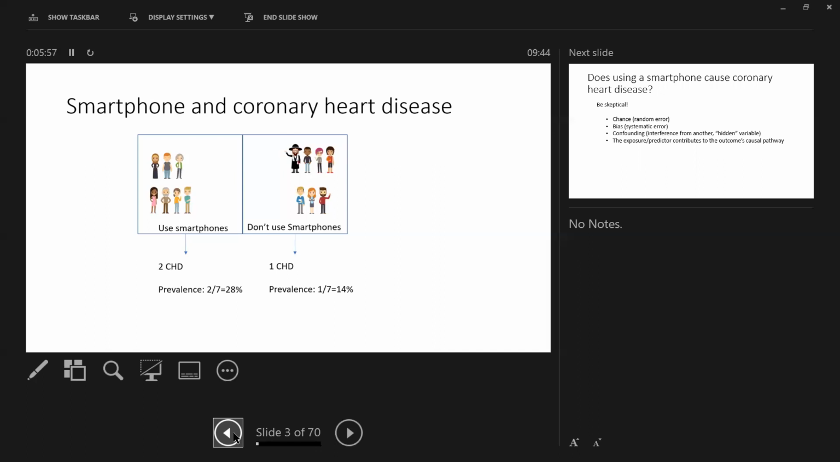And what would be the risk ratio in this study? The risk ratio is 2. So those who use smartphones are twice as likely to develop coronary heart disease than those who don't use smartphones, right? It's a prevalence ratio, you're right.